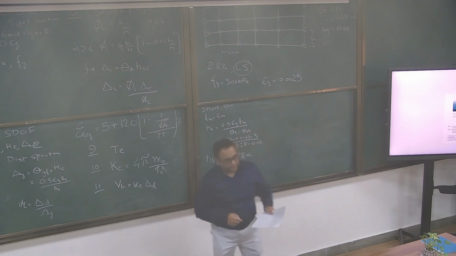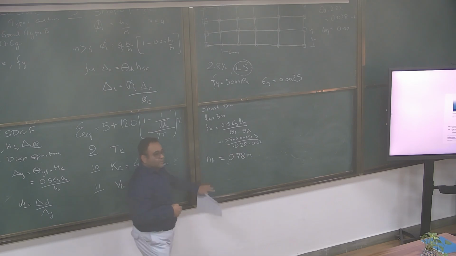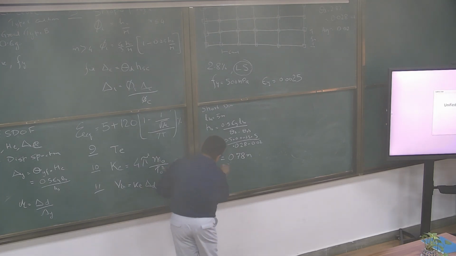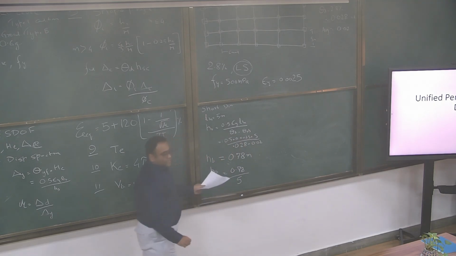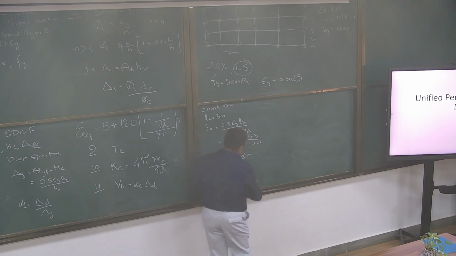So while they're figuring that out to show the chart, HB is this, right? But we also have an HB over LB requirement. So with this HB, what is our HB over LB ratio? How much is that? 0.156.